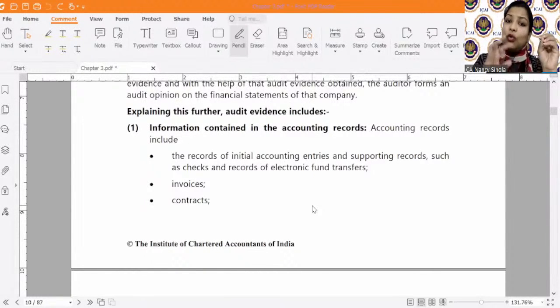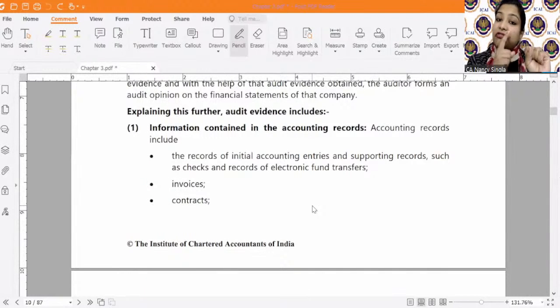Now, though we as auditors are using the management expert's work, that expert has been hired by the management. But students, we as auditors are responsible for our opinion.